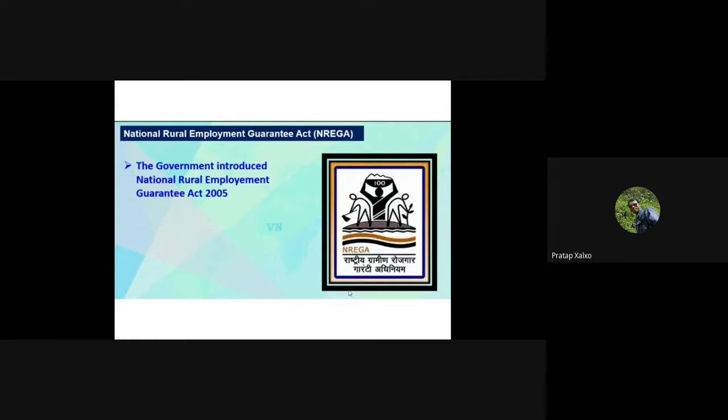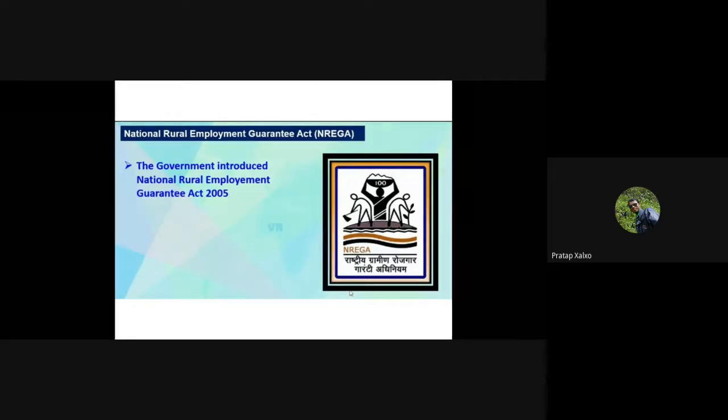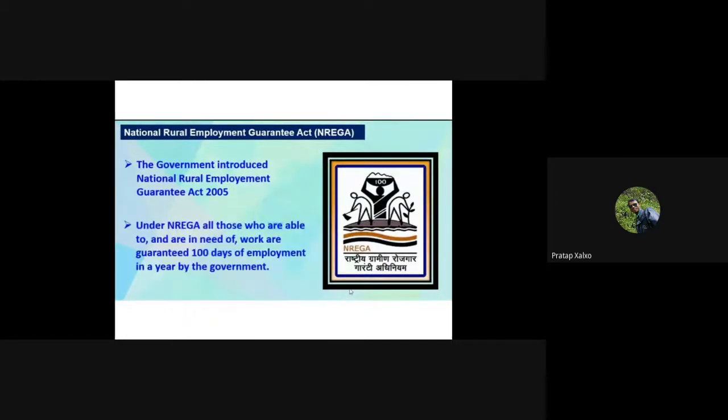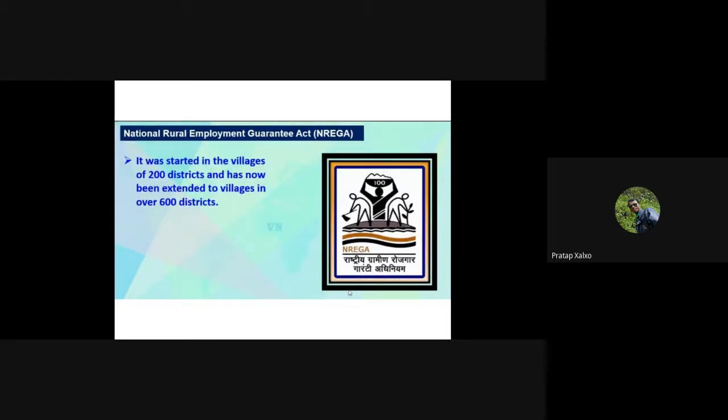So the government introduced the National Rural Employment Guarantee Act in 2005. Under this act, people who are able to and are in need of work are guaranteed 100 days of employment in a year by the government. It was started in the villages of 200 districts and has now been extended to villages in over 625 districts. 1/3 of the total work is reserved for women, so it has benefited the country immensely.